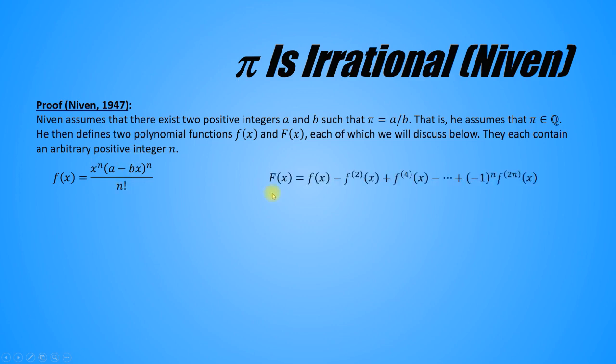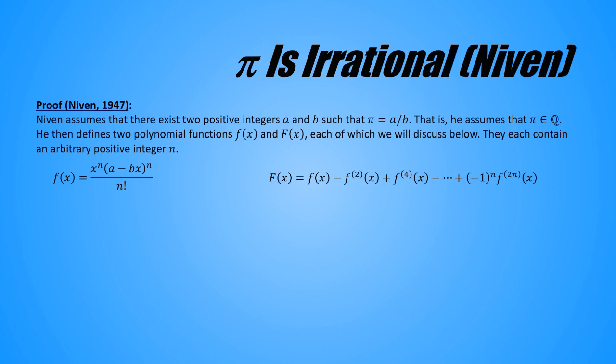The second function, capital F of x, is also a polynomial function, and it's defined in terms of the derivatives of little f. These superscripted numbers in parentheses are the orders of the derivatives. So here's the second derivative of f, here's the fourth derivative, and we go all down the line here until we get to the 2nth derivative, which is the highest order non-zero derivative of f.